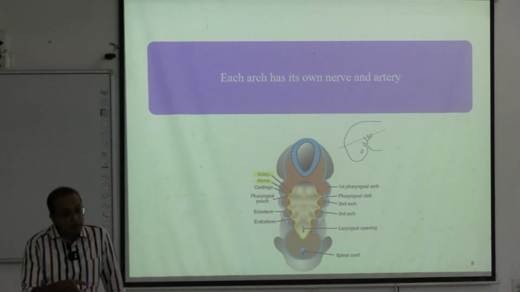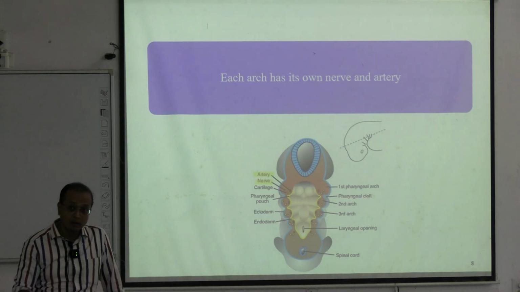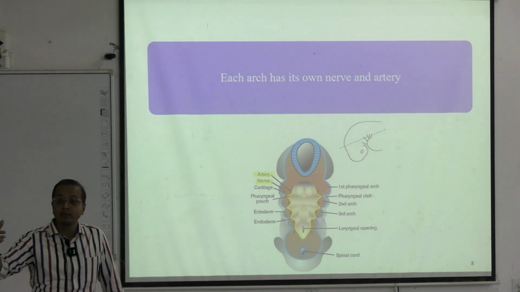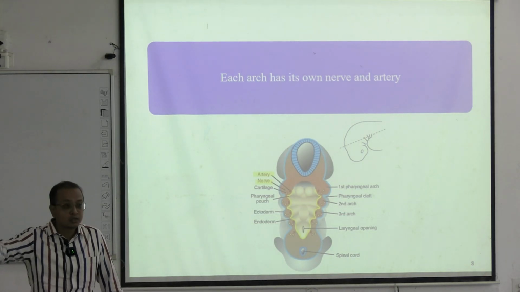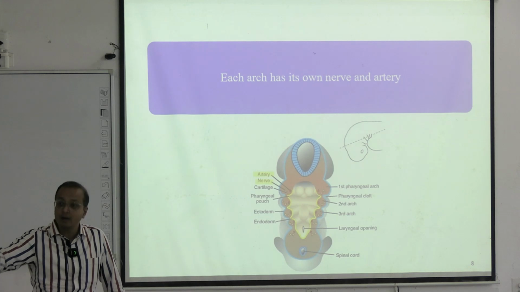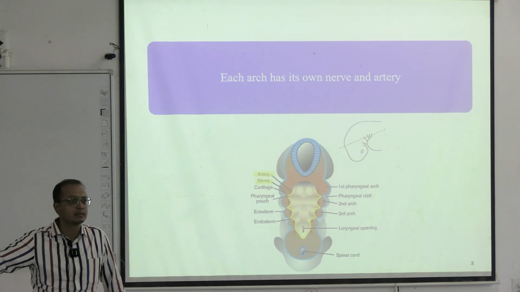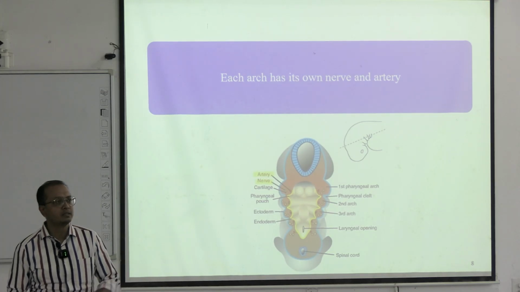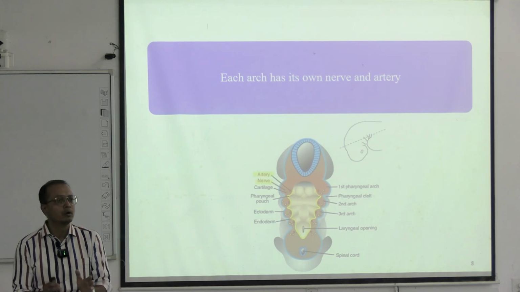We have an artery, we call them as artery to first arch. Clear? So how about arch 2? We have a nerve. What nerve? Nerve to arch 2. We have an artery. What artery? Artery to arch 2. Likewise 3, 4 and 6. Clear or not? They don't mix up. They don't change. They don't overlap. So they follow the strict rule.